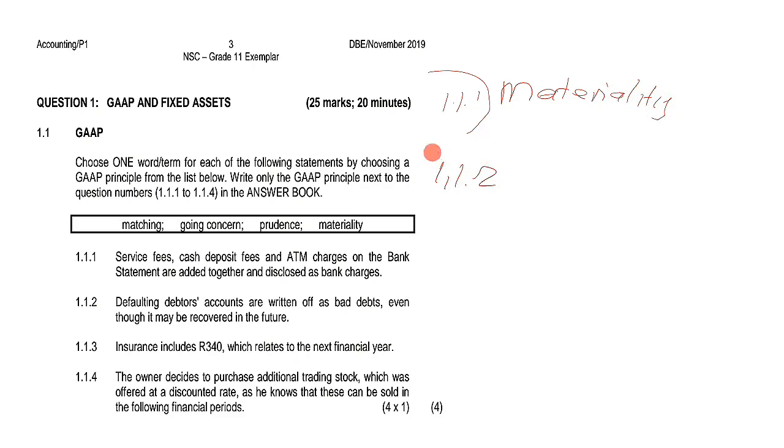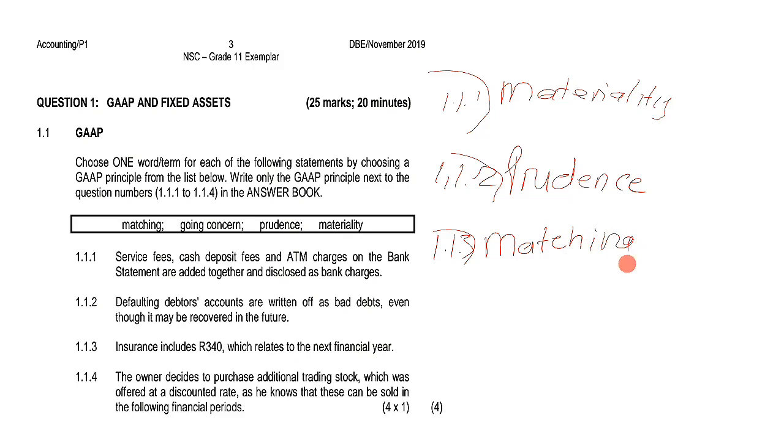And then we move to 1.1.2. Defaulting debtors accounts are written off as bad debts even though it may be recovered in the near future. So that's going to be our prudence GAAP principle. And then we move right along. Insurance includes 340, which relates to the next financial year. So that's going to be our matching concept, right?